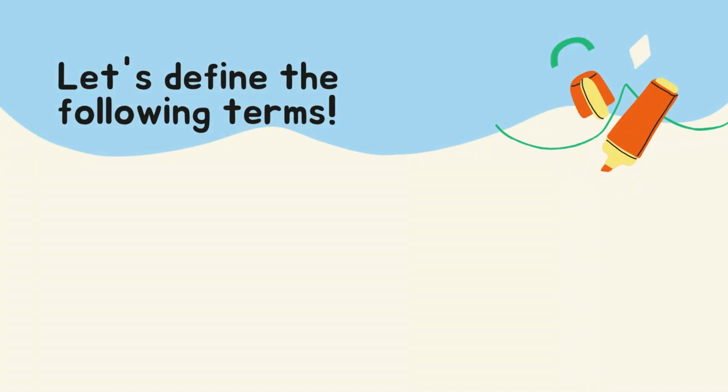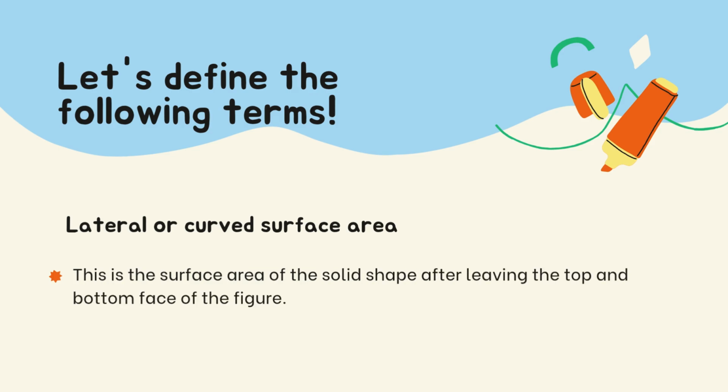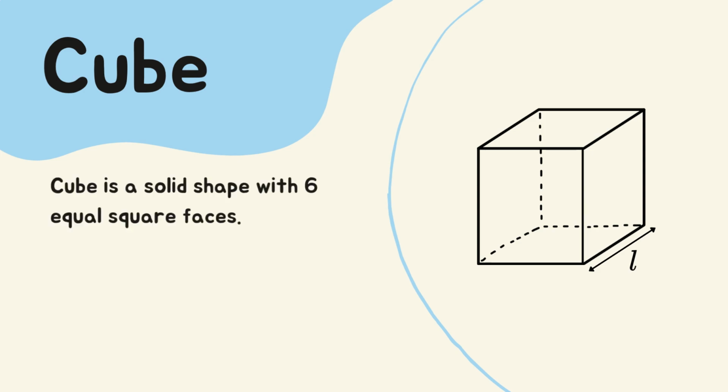Now, let's look at lateral or curved surface area. This is the surface area of the solid shape after leaving out the top and bottom faces of the figure. Remember, it's measured in square units. Moving on, let's discuss a cube. A cube is a solid shape with 6 equal square faces.